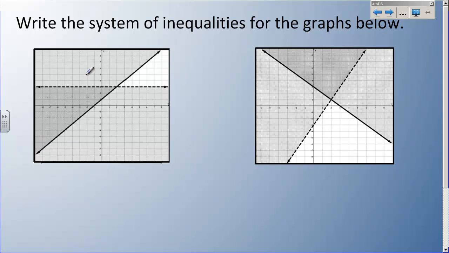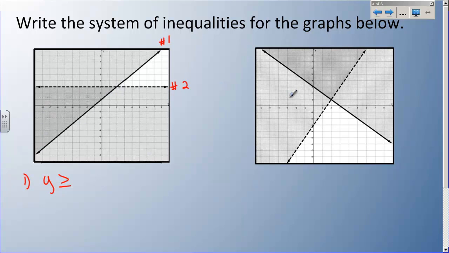So, on this one right here, I'm going to call this line number 1, and I'm going to call this line number 2. And so for number 1, first of all, here is your line. It is solid, which means I'm going to have an or equal to when I write it. What you want to look at for the shaded part, because there's all kinds of stuff shaded, is this line and the double shaded part, because that's where they overlap. The double shaded part is above my line, which means I am going to have greater than or equal to as my symbol, because it is solid and I have shaded above it.